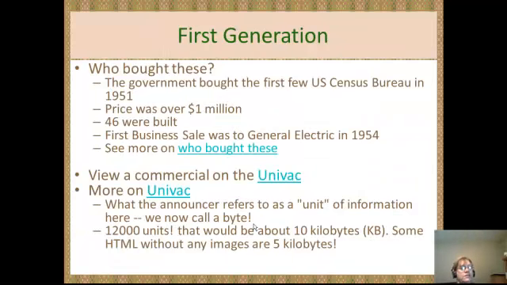The first generation was bought by the U.S. Census Bureau. Actually bought the first computer. Before that, during World War II, some universities created very large computers. They were used for ballistic calculations. Germany, I think, had their version of a computer. Britain had their version of a computer also. But in the U.S., the Census Bureau used it. It cost over $1 million. That first generation, they were large computers, and 46 were built. And the first that went to a non-government sale was to General Electric.